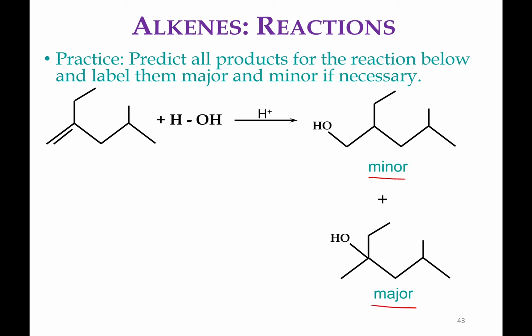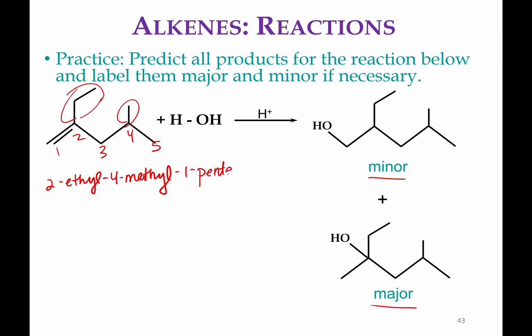And we don't have to worry about naming the products yet, but we can name this 1, 2, 3, 4, 5. We have an ethyl, and we have a methyl. So this would be 2-ethyl-4-methyl-1-pentene, and these would end up ending in -ol because these are alcohols, so we don't have to name those quite yet.